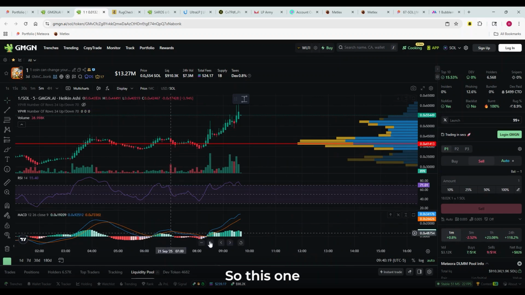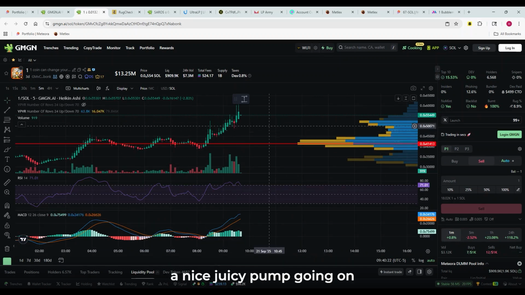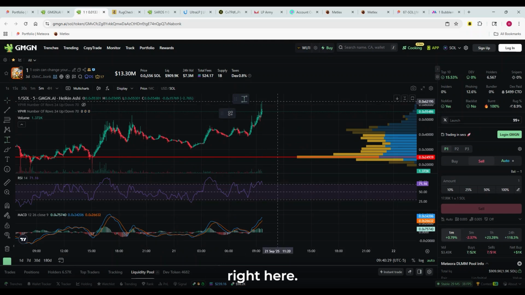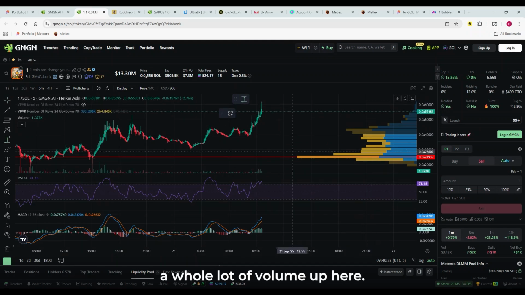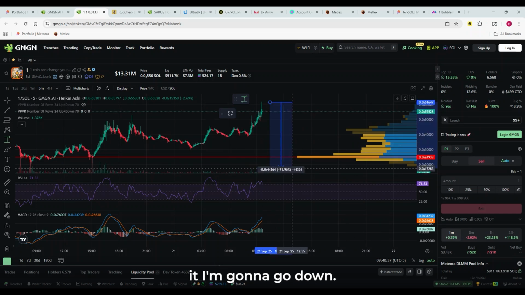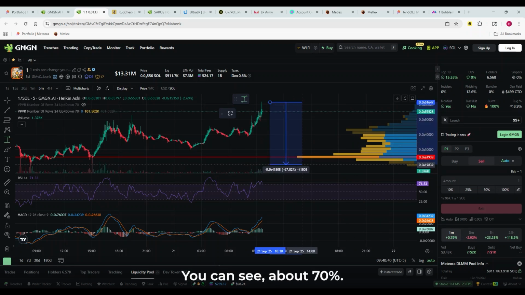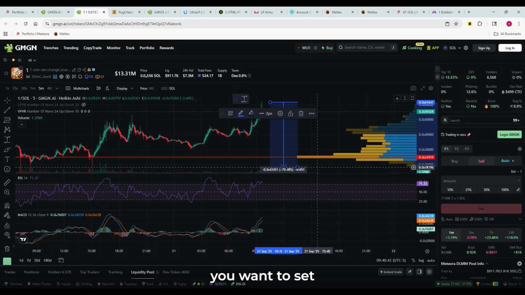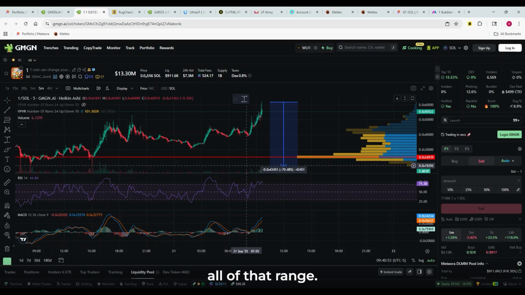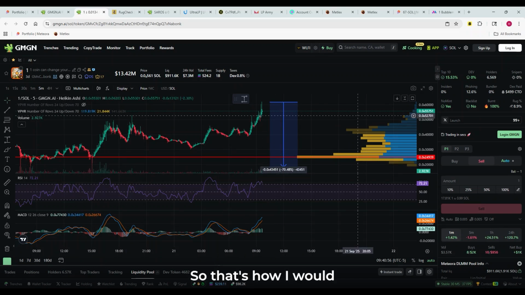Okay. So this one, we can see there's a nice juicy pump going on. And I've got my little tool right here. There's not a whole lot of volume up here, but there was a lot of volume down there. And to select it, I'm going to go down. You can see about 70%. So that might be where you want to set your full range. Especially if you go one-sided here, at whatever this top is, go all the way down to 70% and it'll cover all of that range. So that's how I would choose that one.